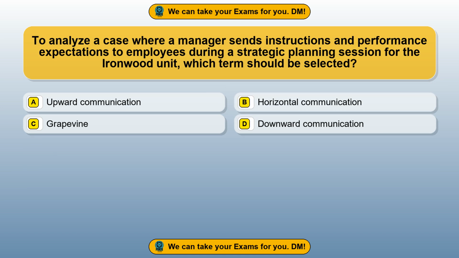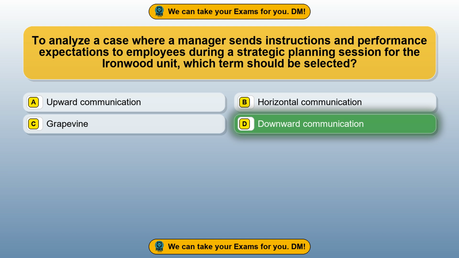Question 3. To analyze a case where a manager sends instructions and performance expectations to employees during a strategic planning session for the Ironwood unit, which term should be selected? Option A. Upward communication. Option B. Horizontal communication. Option C. Grapevine. Option D. Downward communication. The correct answer is option D.